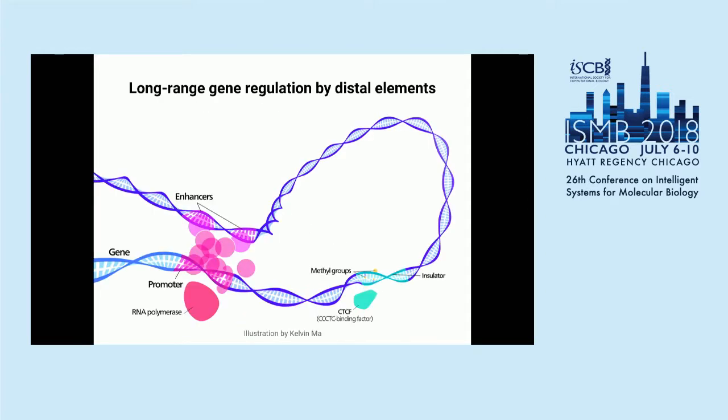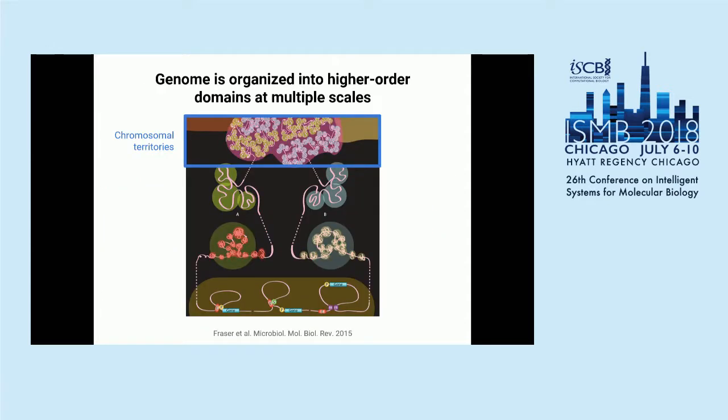Long-range gene regulation is one of the critical factors in development and disease in the mammalian genome. And as we've heard in previous talks, the mechanism that brings together these far apart regulatory elements is governed by higher order organization of the genome at multiple scales.